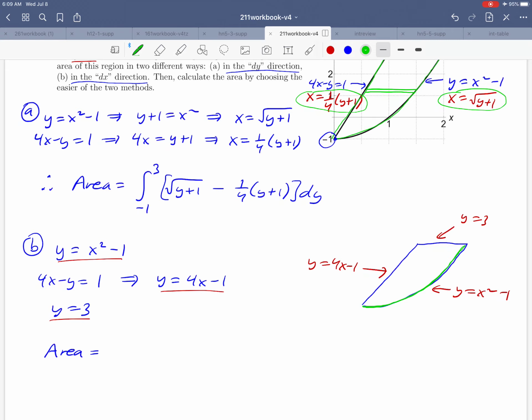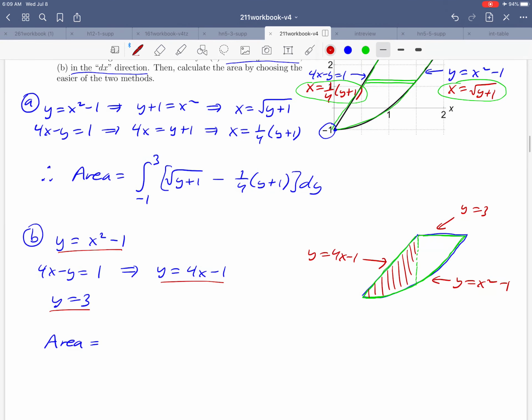Well, here we run into a bit of a snag, because notice that there are two curves on the top of our region. There's this line for the left-hand part, and there's this other line for the right-hand part. We've got two tops to our region. So what that forces us to do, if we want to integrate in the dx direction, is to split this into two pieces. We need one area that represents the left-hand side of the region, and then a second integral that represents the right-hand part of the region.